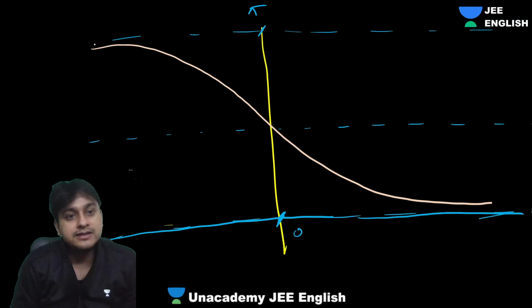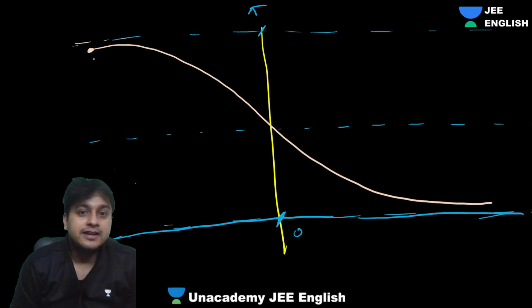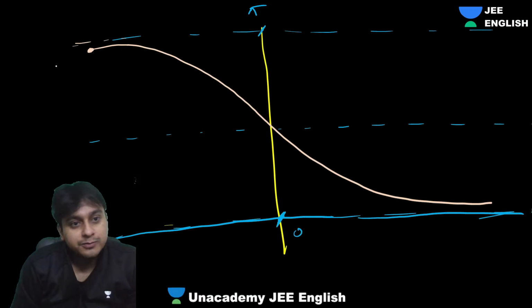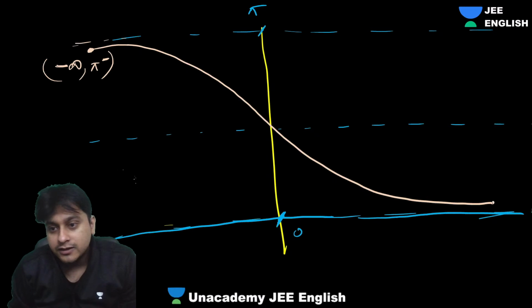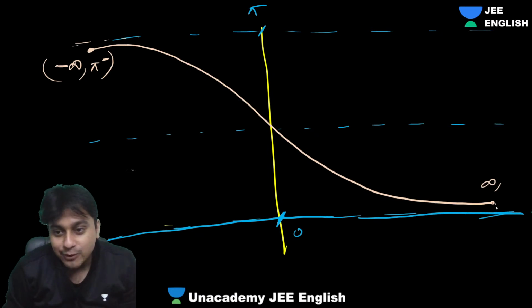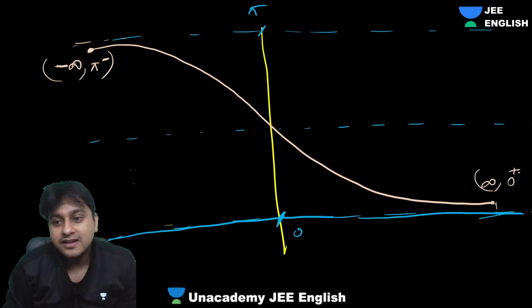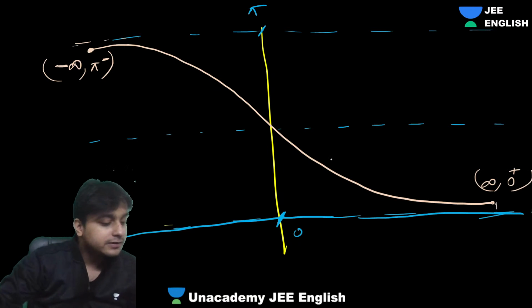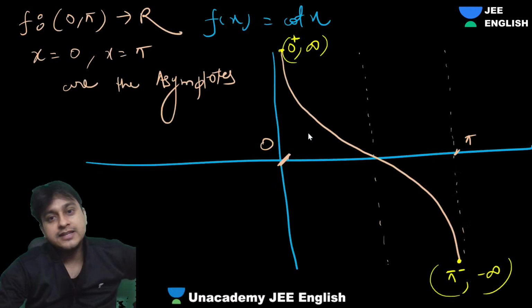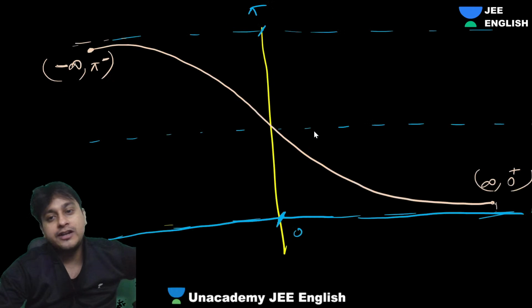Okay, amazing. Are you getting the point, everyone? This point, what is this point? This point is minus infinity. X is minus infinity and y is slightly less than pi. And this point is what? X is infinity, comma, y is slightly more than 0. Isn't it just the reflection? Yes. So this is the graph of, my dear students, cot inverse.